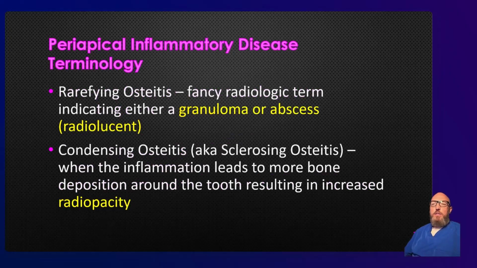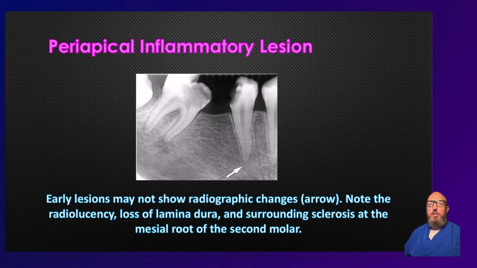And then in terms of what you'll see in radiology reports, sometimes we refer to rarefying osteitis as just a fancy name for a radiolucent inflammatory lesion. It could be a granuloma or an abscess eating bone. Then condensing osteitis, this is a good one to know. This will come up over and over. In some books it's called sclerosing osteitis, but that's kind of the opposite of rarefying osteitis, where this refers to a radiopacity. And so this is typically when it's more low-grade inflammation, more that chronic stage, making the bone lay down more density.